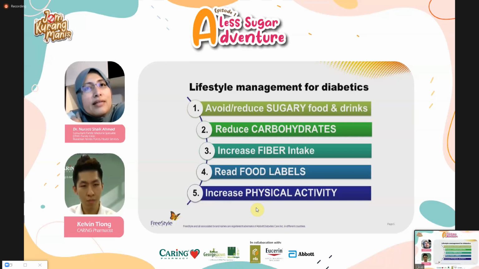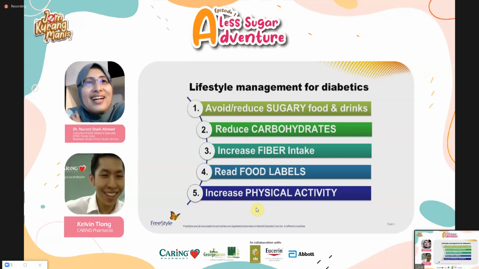Okay, and number 5, increase physical activity. Increasing physical activity doesn't mean that you need to run, doesn't mean that you need to do Tabata or HIIT or weights. It's not that. It's just keep moving. That's all. As I said just now, after your lunch, if you just go for a 30 minute walk, it will really help with flattening your sugar curve. So we want to flatten the curve, just like COVID. Flatten the curve.